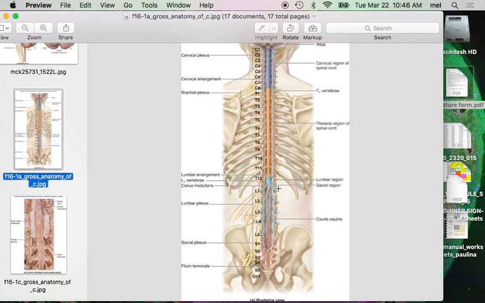So this becomes clinically significant because remember when we were talking about epidural injections? Now you can see why they almost never do epidural injections above L2, right? Because you don't want to accidentally damage central nervous system tissue. And now you can see why.